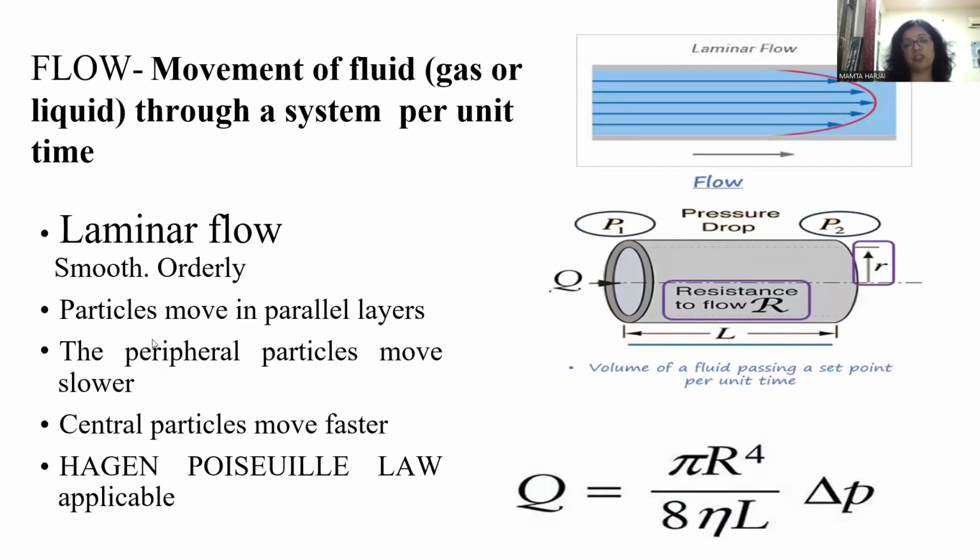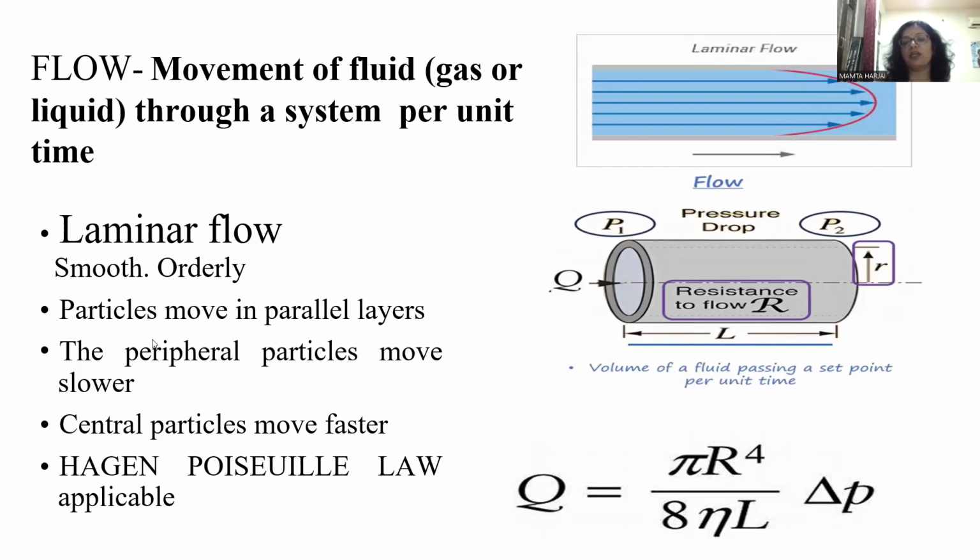Now coming to the principle of flow. Flow is the movement of gas or liquid through a system per unit time. It depends on the pressure difference basically. There are two types of flow. One is laminar flow, another is turbulent. Laminar flow is smooth and orderly. The particles usually move in parallel layers. The peripheral layers move slowly because of the resistance encountered due to the wall, and the center particles move faster. The principle which helps to calculate laminar flow is the Hagen-Poiseuille law.